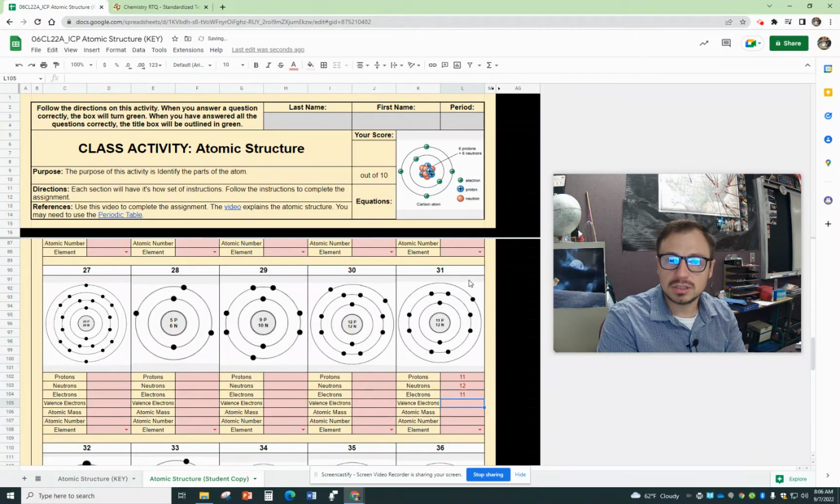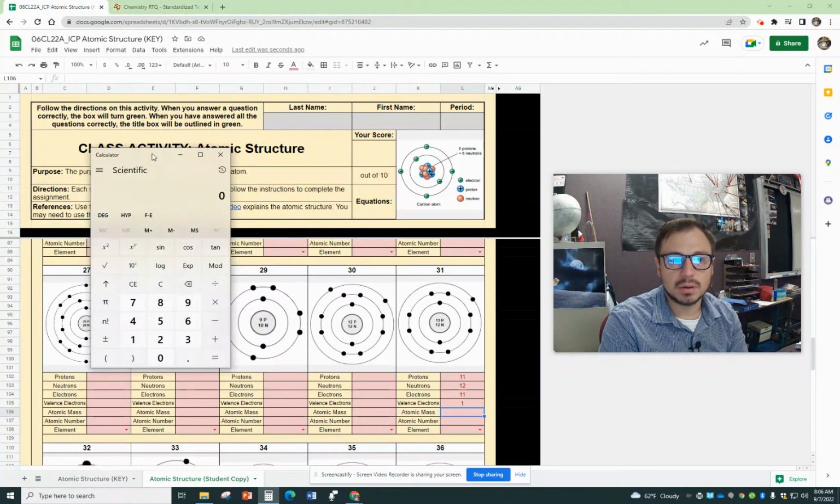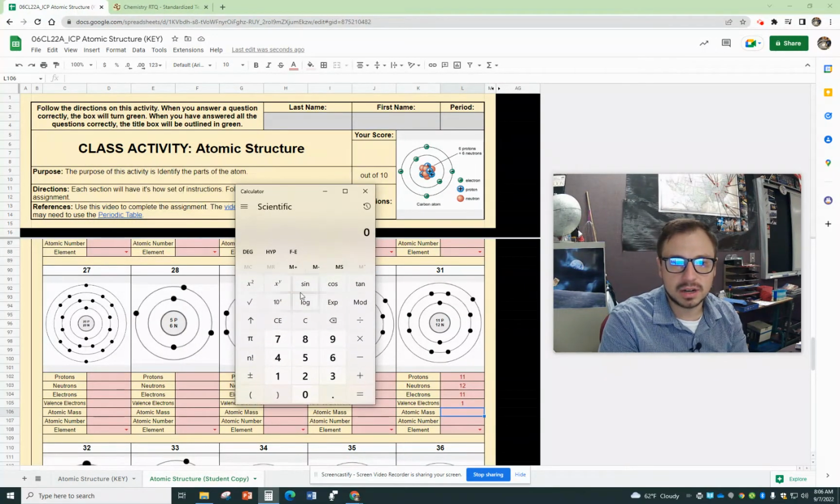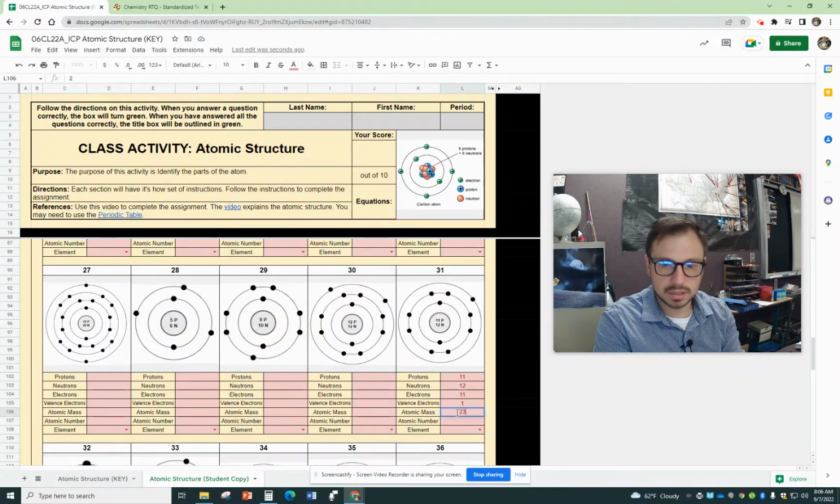Now, the valence electrons are the ones in the outermost circle, that last energy level. So right now, I can see that it only has 1. Now, the atomic mass, you can see in that hint, you add the number of protons and the number of neutrons. So in this one, if I pull up the calculator, even though a lot of these you should be able to do in your head, it's going to be 11 protons plus 12 neutrons equals 23. So it's going to be 23.